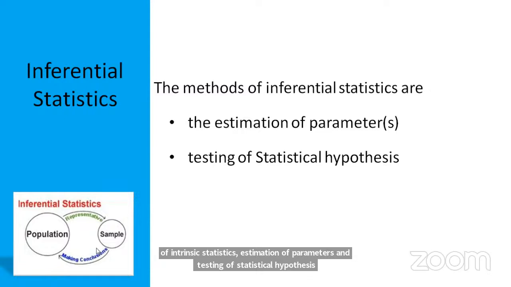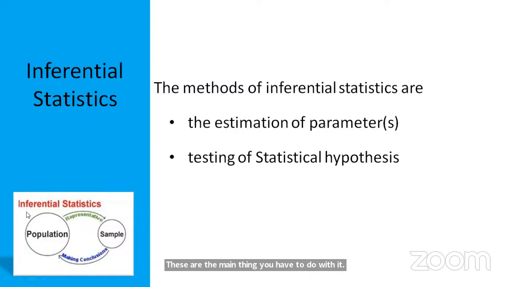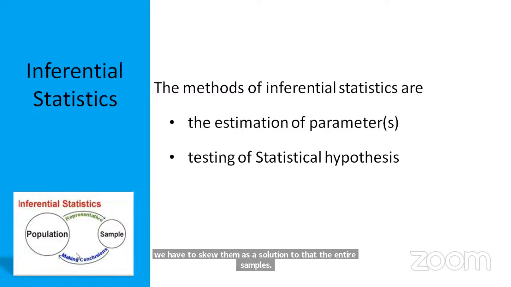For inferential statistics, we have the entire population. From the entire population, we take some samples as representatives. Then we give the solution for the entire population based on those samples. This is called inferential statistics.